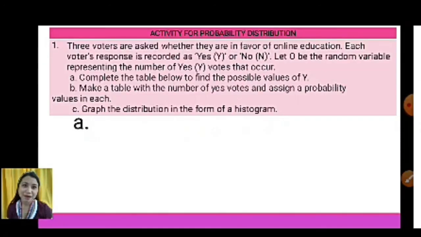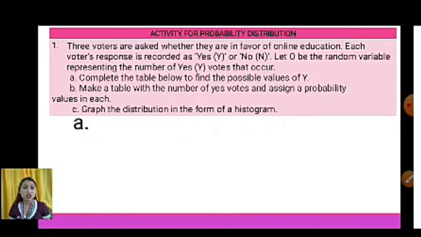Next, it is your time to shine. It is the activity time. So, activity for probability and distribution. We have one activity. The situation is this one. 3 voters are asked whether they are in favor of online education. Each voter's response is recorded as yes or no. So obviously, let O be the random variable representing the number of yes votes that occur.